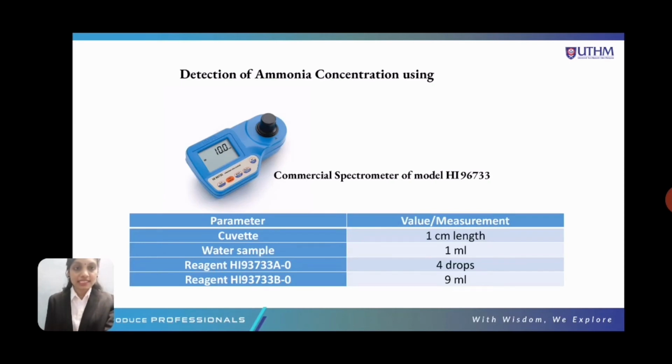Next is the detection of ammonia concentration using the commercial spectrometer of model AE160087. The parameters used are a cuvette of 1 cm length, a water sample of 1 ml, reagent A of 4 drops and reagent B of 9 ml.